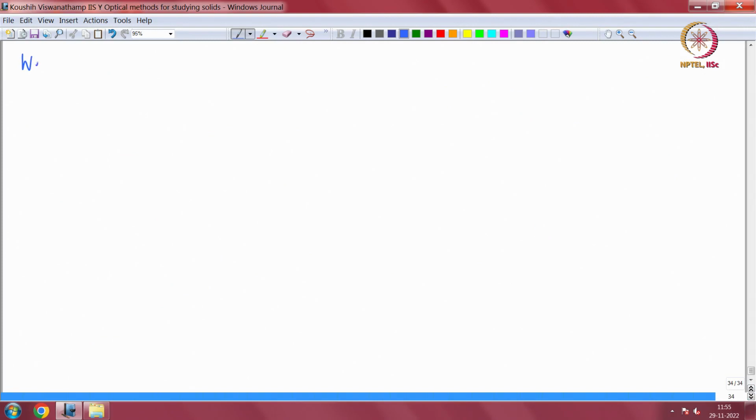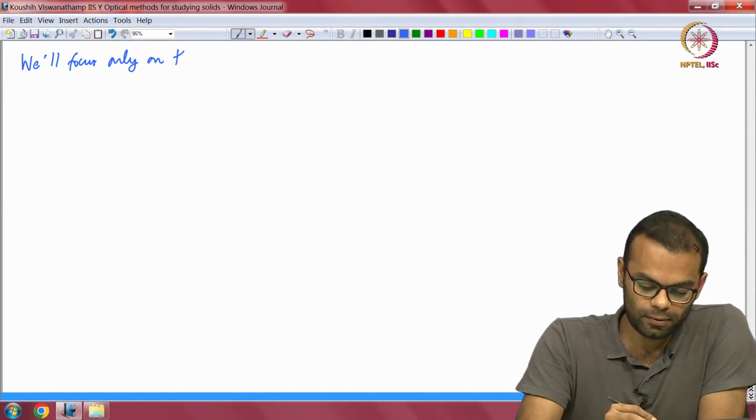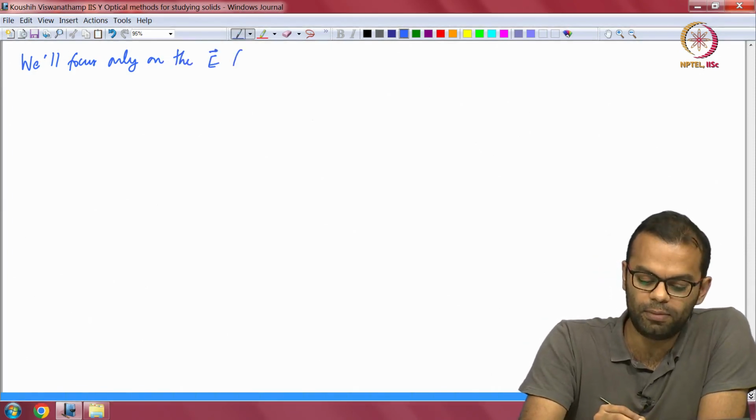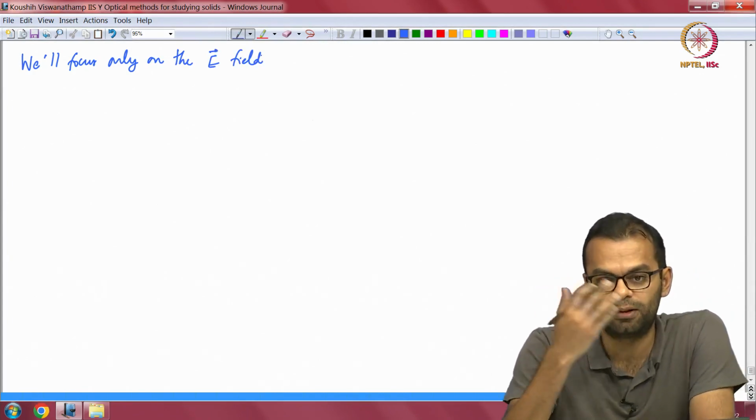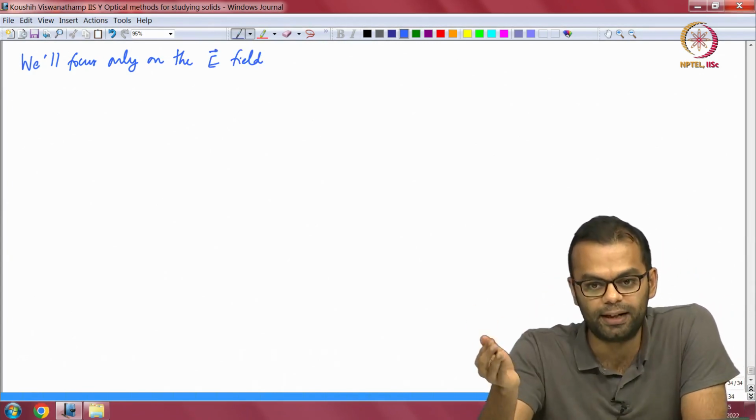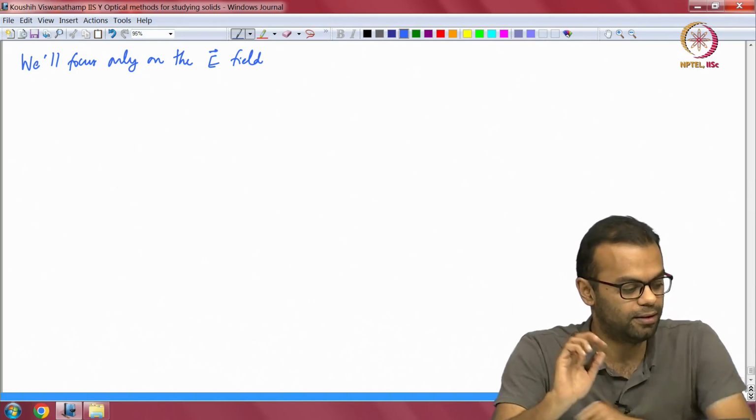So, we will focus only on the E bar field. Remember I said the B bar is always perpendicular. So, whatever the E does, the B will sort of mimic it in a perpendicular direction. So, that is all we have to worry about.